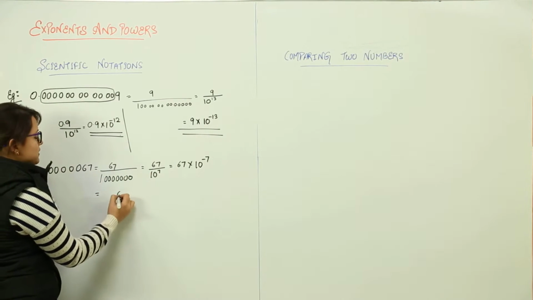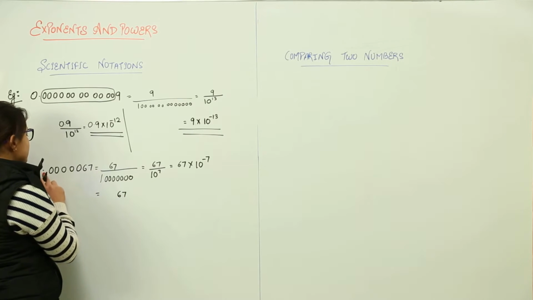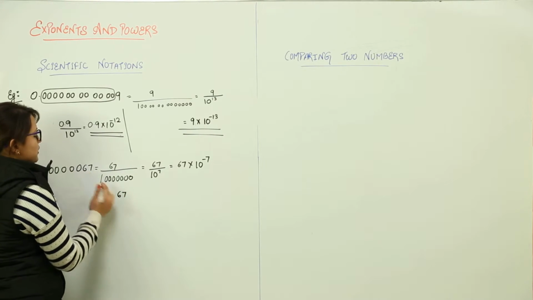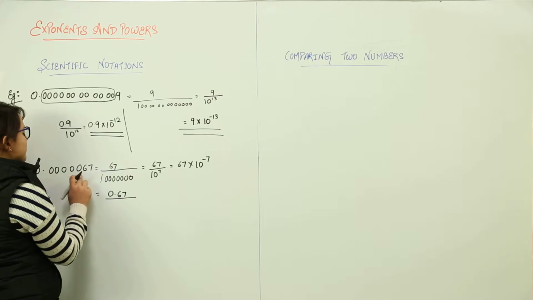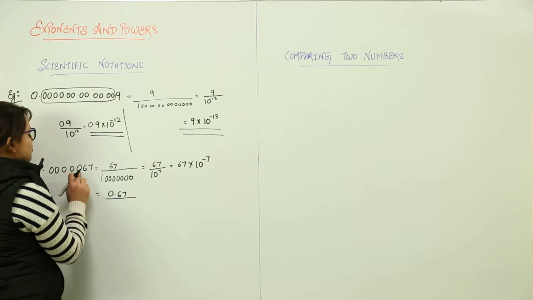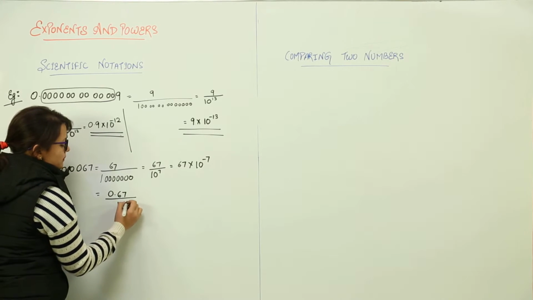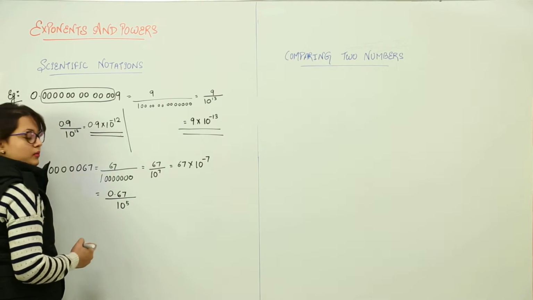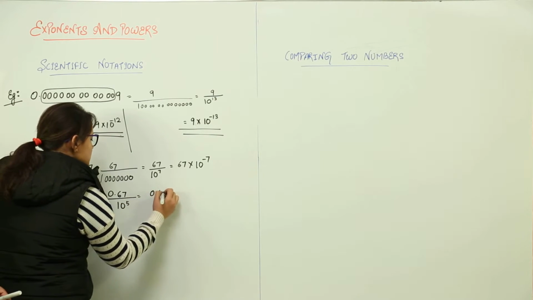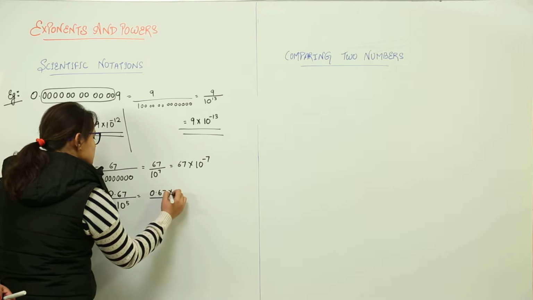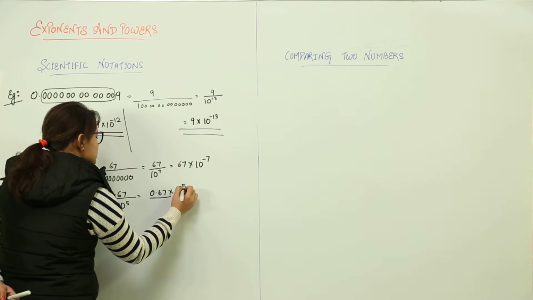I am going to write it in this form. I will take the decimal place up to here only. So I will write 0.67 upon. Now how many places have I jumped? 1, 2, 3, 4, 5. I have jumped 5 places. So I will write the denominator as 10 raised to power 5. What do I get? 0.67 into 10 raised to power minus 5.